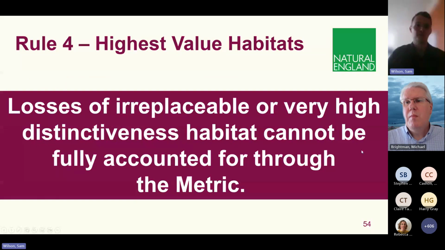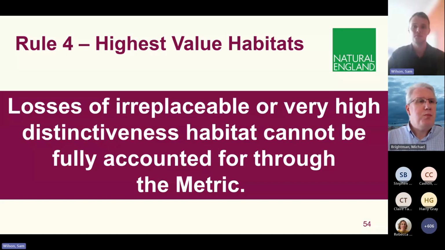Rule 4 builds on that trading rule a bit, but it also adds in irreplaceable habitats. And what it means is that irreplaceable or very high distinctiveness habitats can't fully be accounted for through the metric. They're too complex and too important. So for these habitats, anyone who proposes impacts on them must agree bespoke compensation with the LPA before they can proceed with those works. And importantly, it's that agreement that's important. They can't just say they're doing it, it has to be agreed and justified as to why it's going ahead.